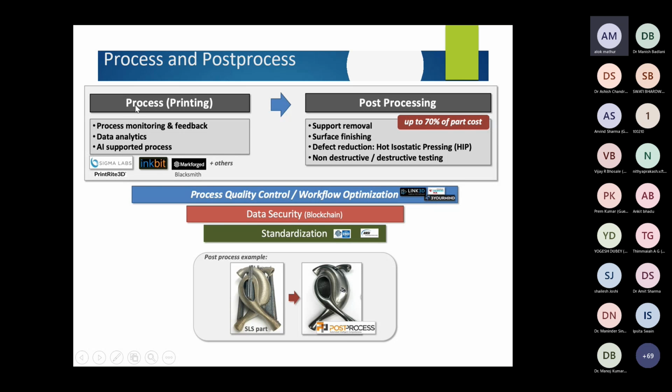So in the printing process and post-processing, process parameters mean post-process monitoring and feedback, data analytics, and AI supported process, artificial intelligence supported process. So these are the various advancements in these processes.